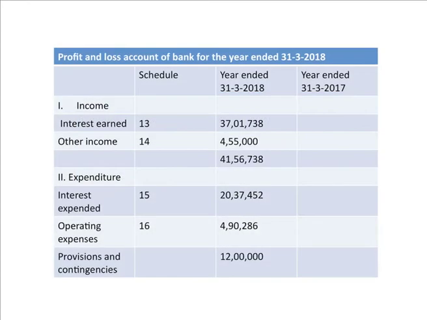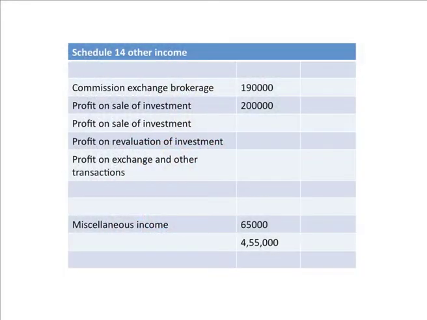Now, for other income we have to prepare schedule 14. Under schedule 14 we have already ascertained what will fall under other income: commission, exchange and brokerage income of 1,90,000, profit on sale of investment 2 lakh. Profit on revaluation of investment, and profit on exchange and other transactions are not given, but under miscellaneous income there is rent received of 65,000, which we will put under other incomes. So our other incomes aggregate to 4,55,000 against schedule 14.